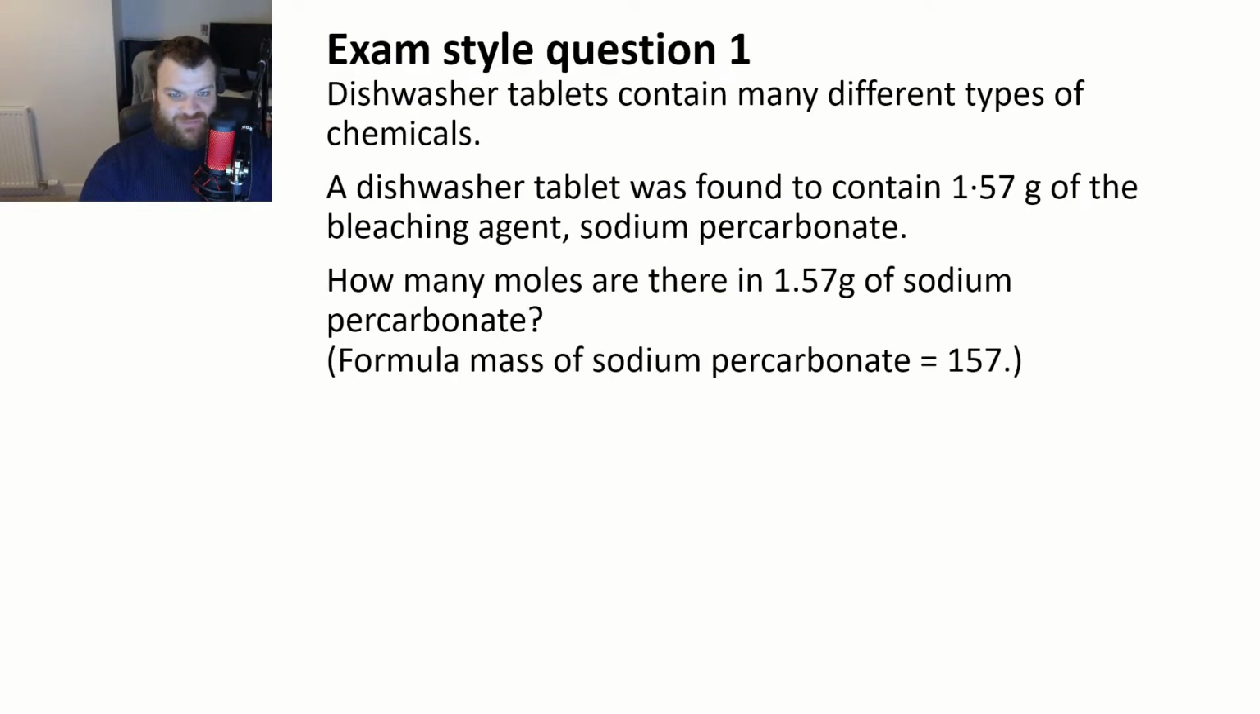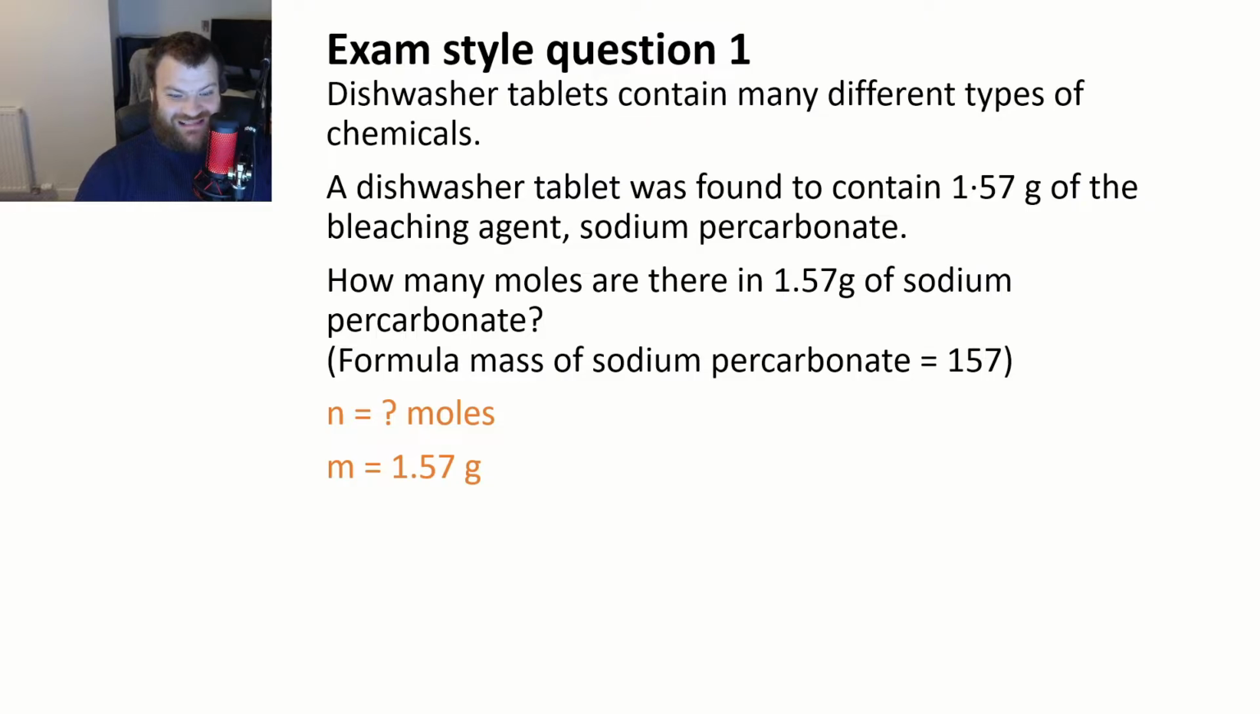Here we have a typical exam style question. We're told some information about a particular chemical, in this case sodium percarbonate. We're asked how many moles there are in 1.57 grams of sodium percarbonate. In this question, they have given us the formula mass being 157, meaning we do not have to work it out for ourselves. We are asked to work out our moles.